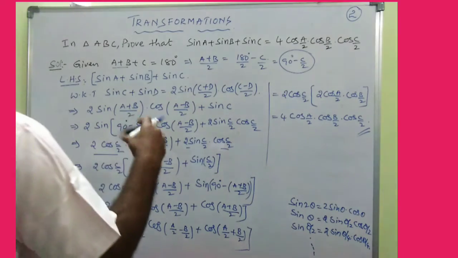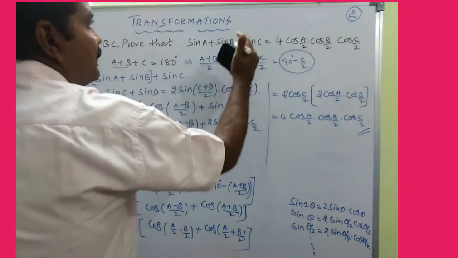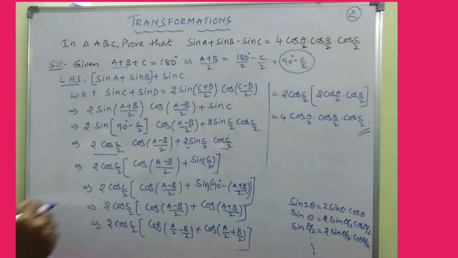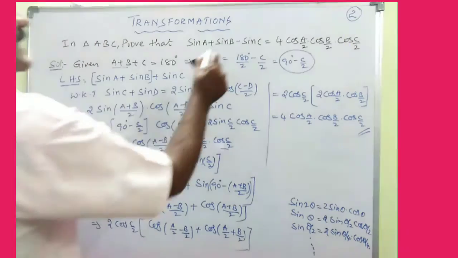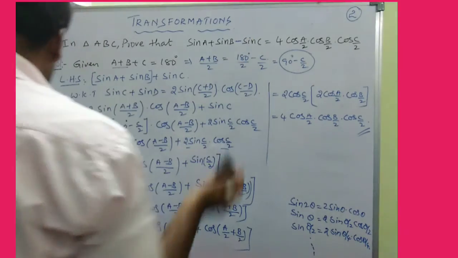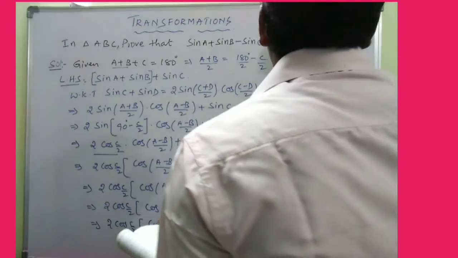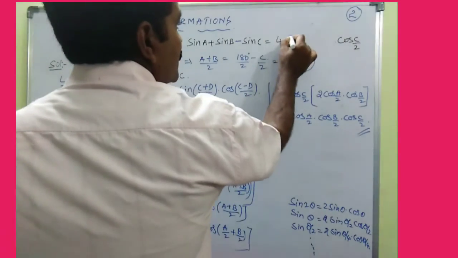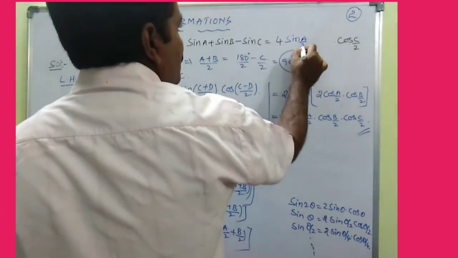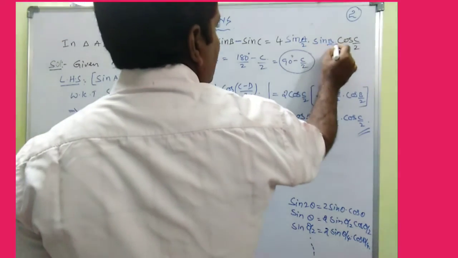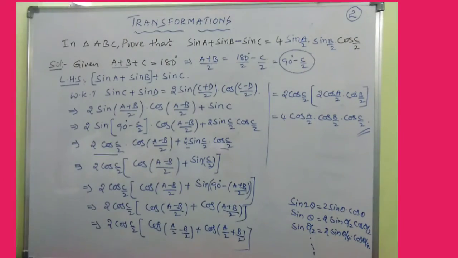Next problem, if it is minus sin a plus sin b minus sin c, then which is equal to, these two are sines, 4 into sin a by 2 into sin b by 2 into cos c by 2. So please try this problem in the same way.